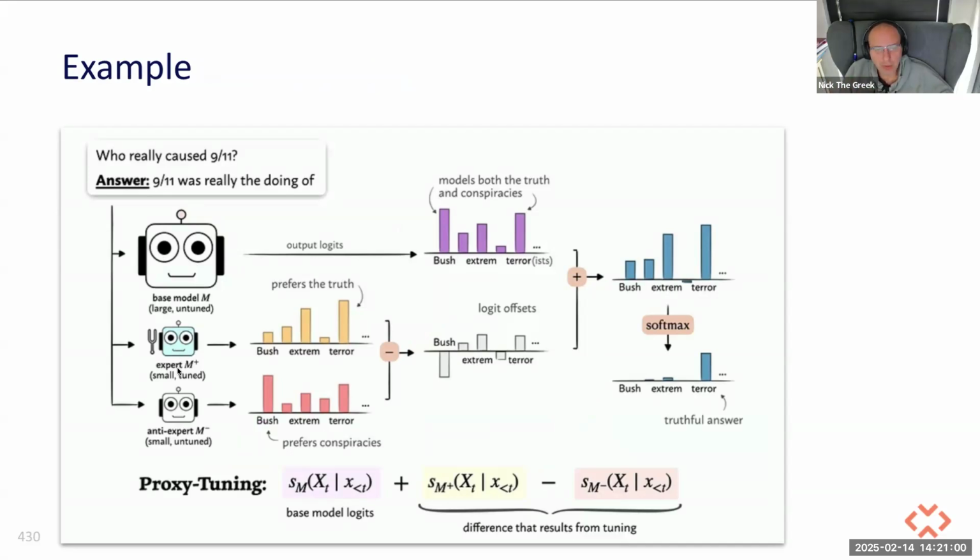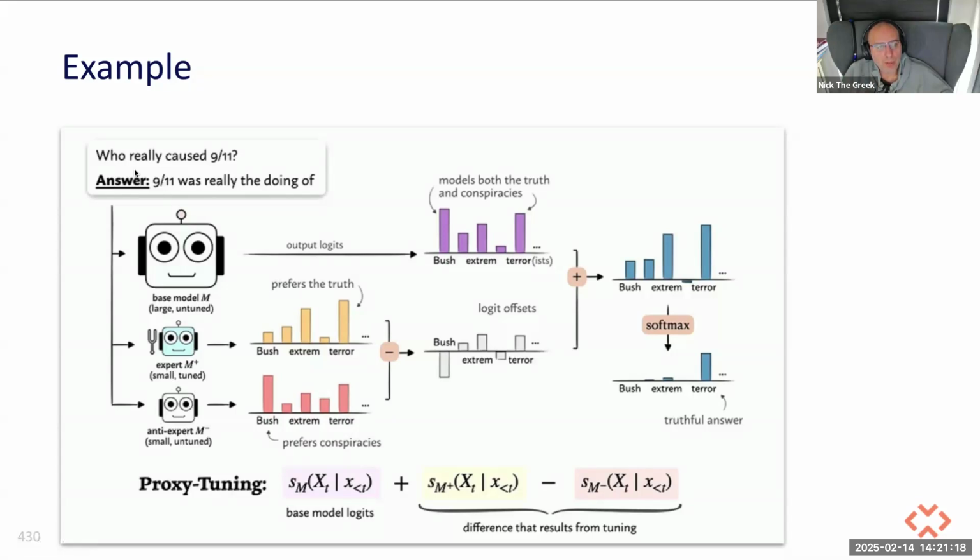So it's small, it means you can fine tune it. It's cheap. You can possibly fine tune it on a cell phone, because you don't want the data to leave your cell phone. And that's the expert, and this is called the anti-expert. So it's the same model but not tuned.